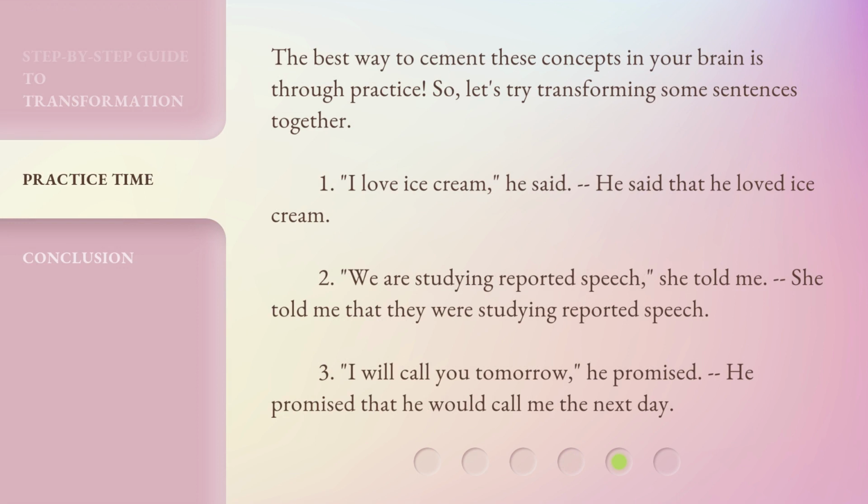The best way to cement these concepts in your brain is through practice. So, let's try transforming some sentences together. 1. "I love ice cream," he said. He said that he loved ice cream. 2. "We are studying reported speech," she told me. She told me that they were studying reported speech. 3. "I will call you tomorrow," he promised. He promised that he would call me the next day.